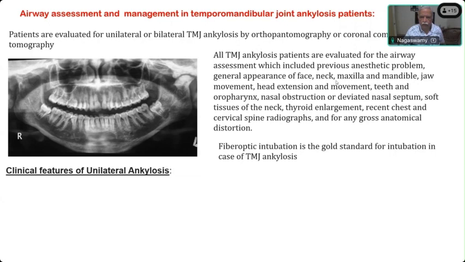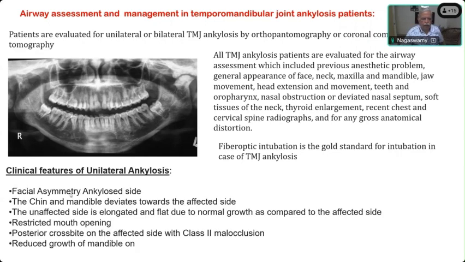So for that you require the assessment of the nose, the neck extension and flexion. All these things are more important. And the clinical features of unilateral ankylosis will be facial asymmetry, and on the ankylosed side the chin and mandible deviate towards the affected side. So for example, in this patient, the right side is the ankylotic joint.